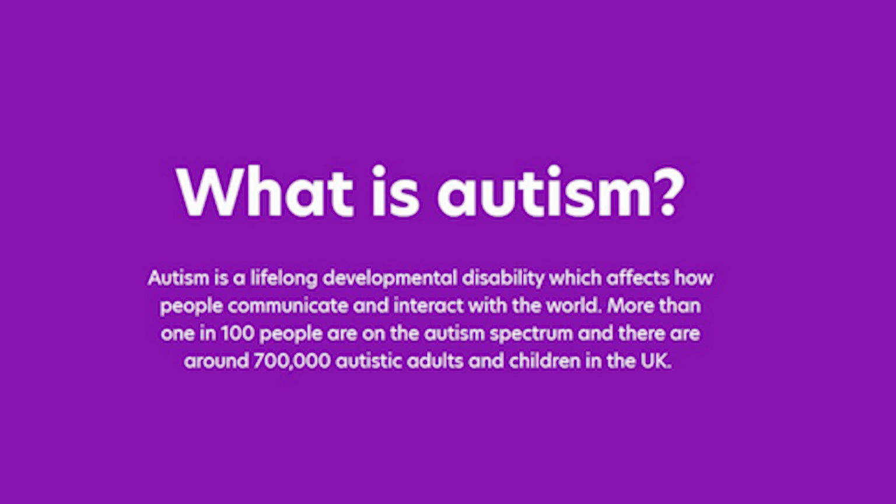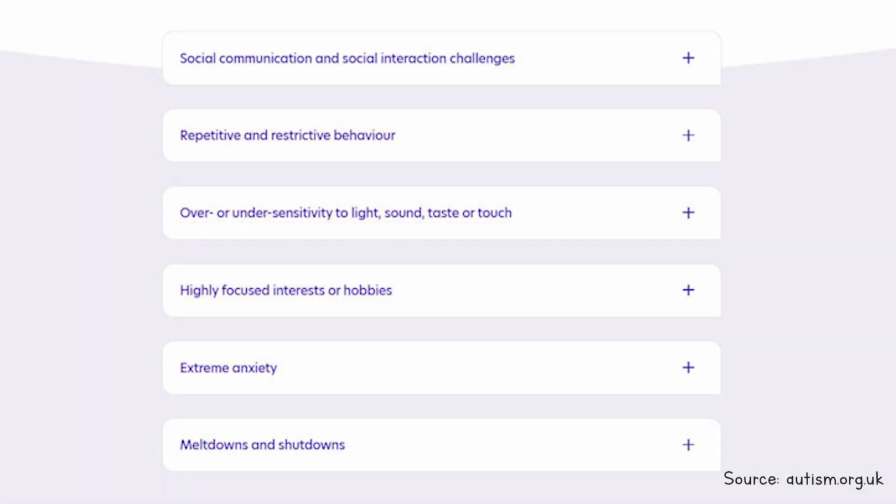According to the National Autistic Society, autism is a lifelong developmental disability which affects how people communicate and interact with the world. Being autistic or having autism spectrum disorder can result in social communication and social interaction challenges, repetitive and restrictive behaviour, over or under sensitivity to light, sound, taste or touch, highly focused interests or hobbies, extreme anxiety, and meltdowns and shutdowns. Now, I think it's really important to remember that autism spectrum disorder is a spectrum.